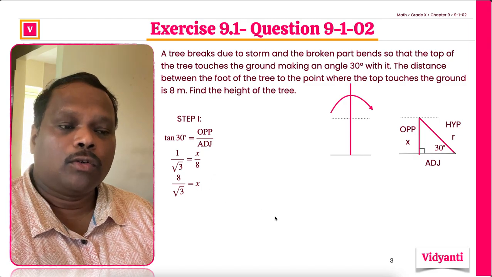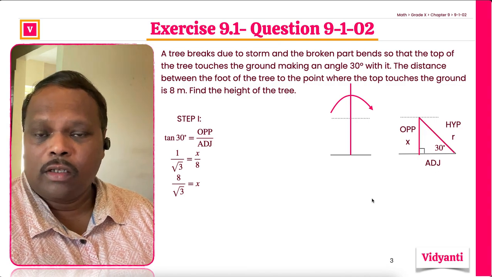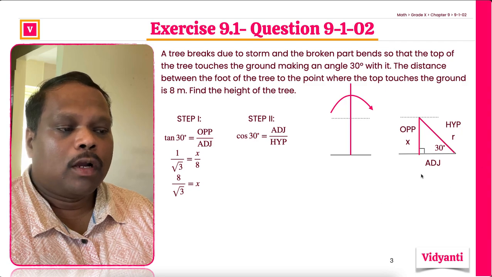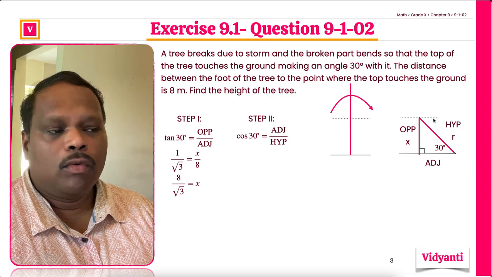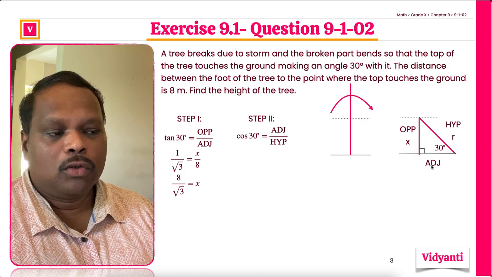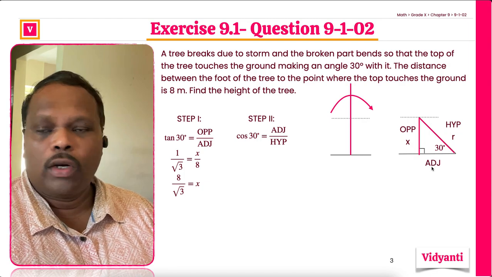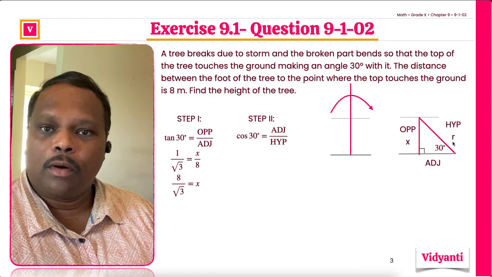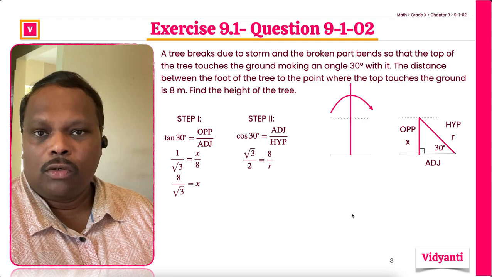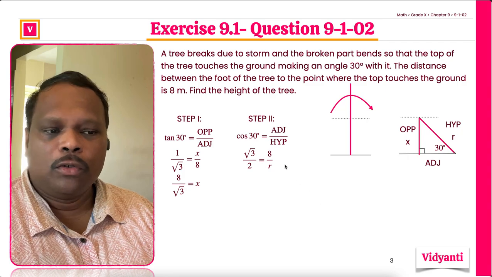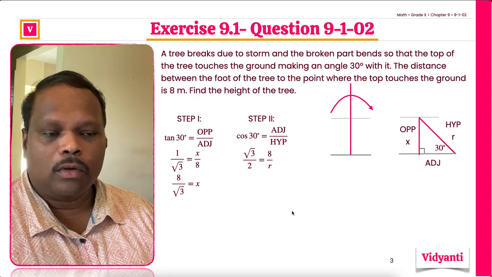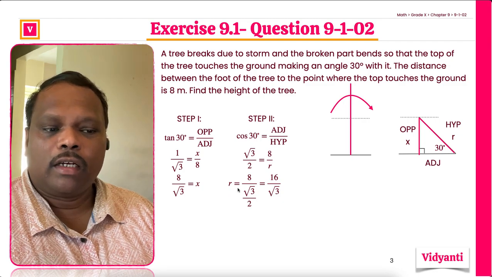Remember, this is only half of the story. We still have to calculate the hypotenuse, which we will do in step 2. In step 2, we will use the cosine ratio. Why? Because now we want to calculate the hypotenuse, which is this particular side, and we already know the adjacent. So now we are going to correlate adjacent with hypotenuse. So that ratio will be cosine. Cosine 30, we know from the standard trigonometric ratios, is root 3 by 2, and adjacent is 8, hypotenuse is r, which is unknown. And we can use the same technique. We can get the value of r.